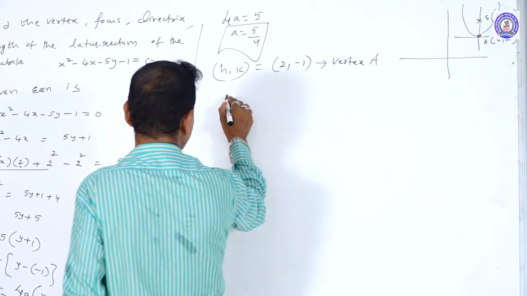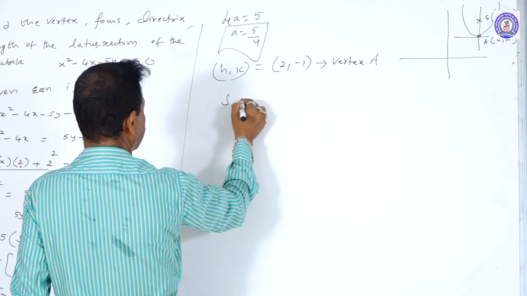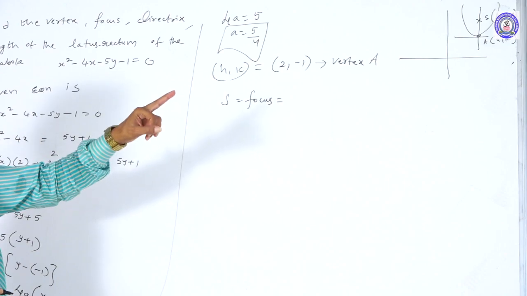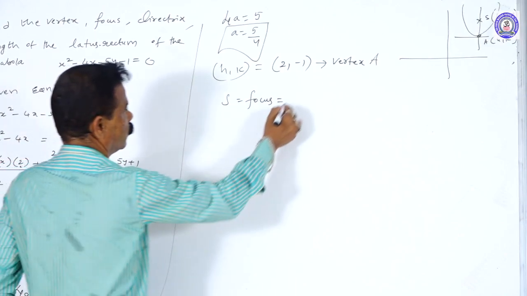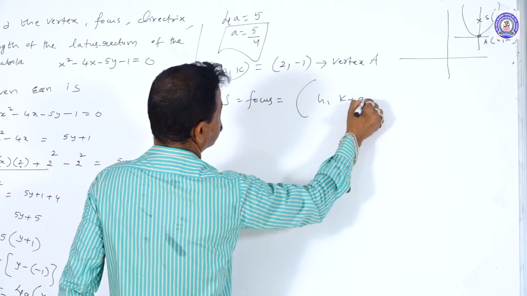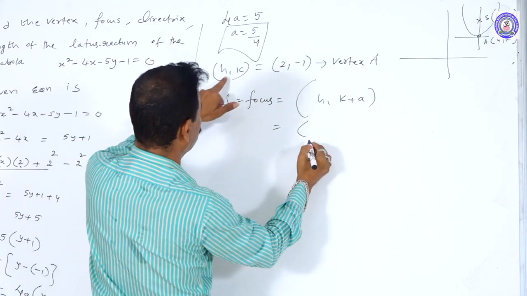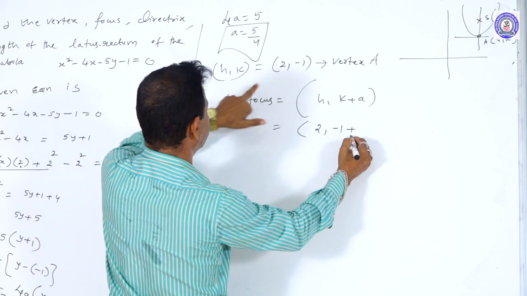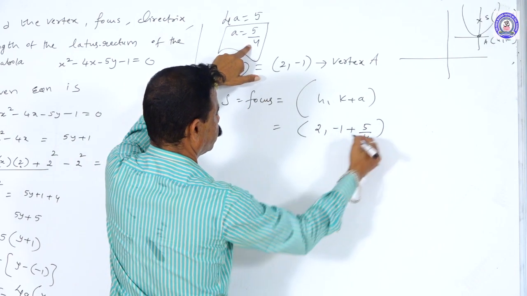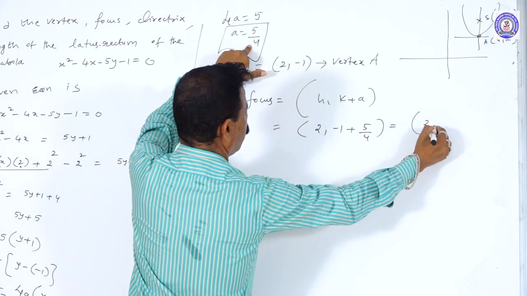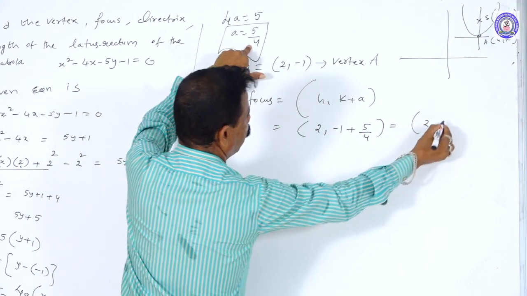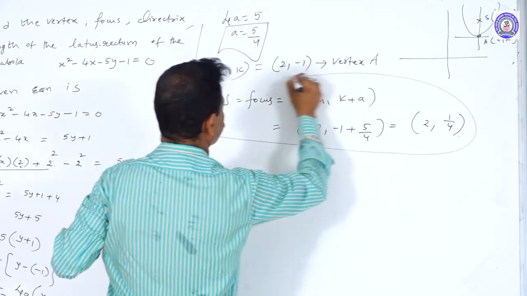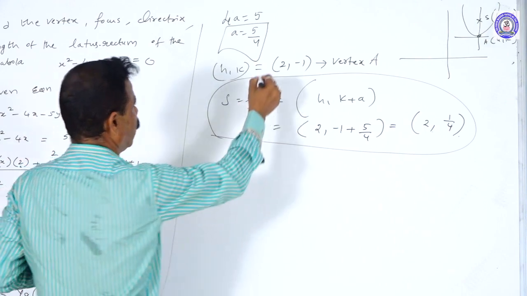After this, the focus. The focus formula is (h, k plus a), whereas h is equal to 2, k is minus 1, plus a is 5 by 4. So it is equal to (2, 5 minus 4, that is 1 by 4). This is the focus. This is the vertex.